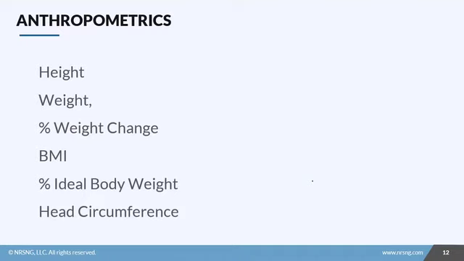So we have height, weight, percent weight change, body mass index, percent ideal body weight, and head circumference, which is used in infants. Weight change can be a significant indicator of malnutrition. However, fluid losses must be ruled out. A dialysis patient losing 20 pounds due to a dialysis treatment is not necessarily malnourished. However, a patient who's lost 20 pounds in a few weeks due to poor intake is likely malnourished.